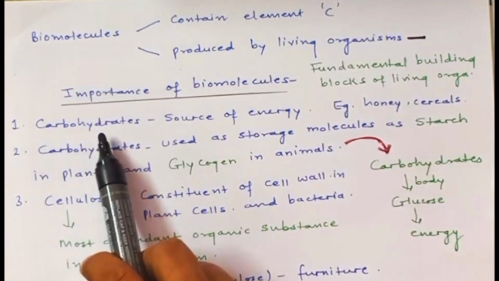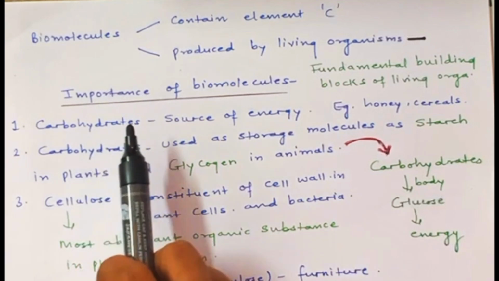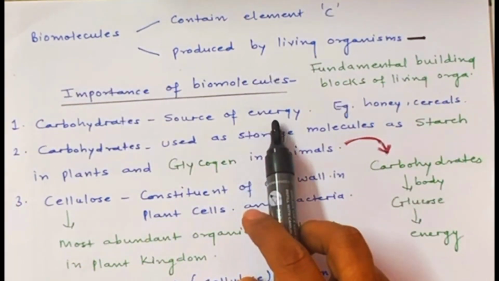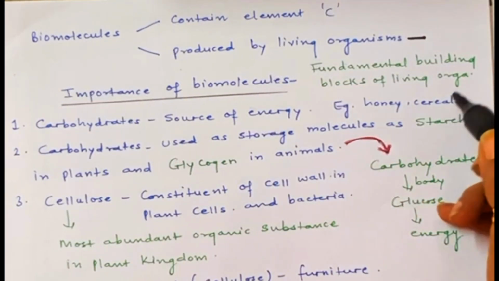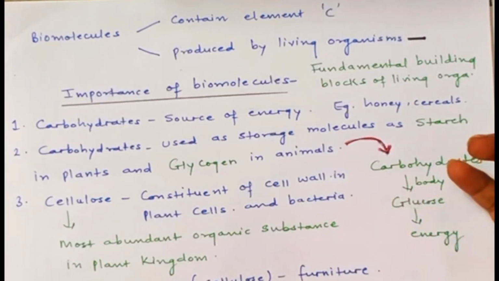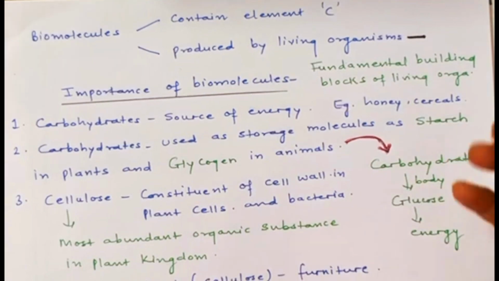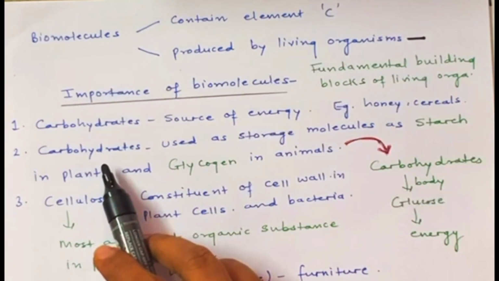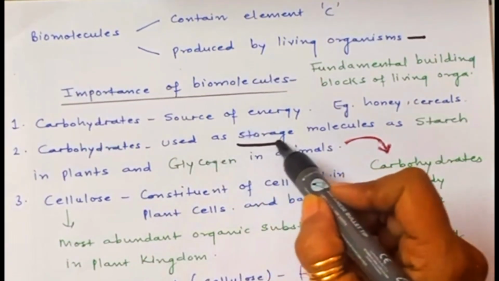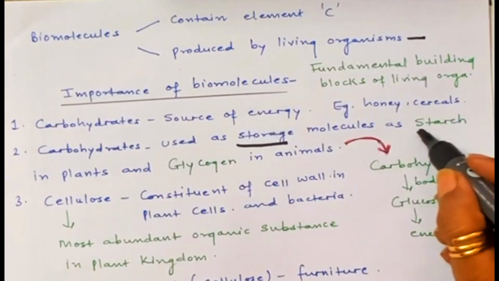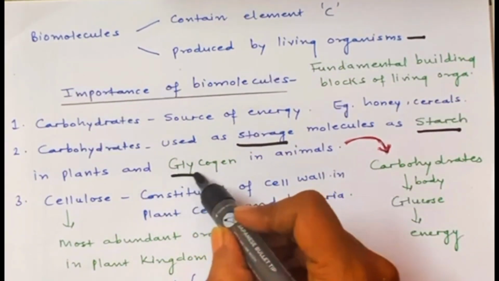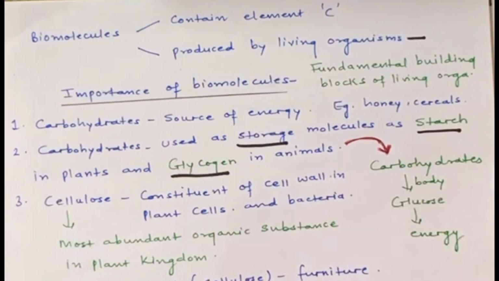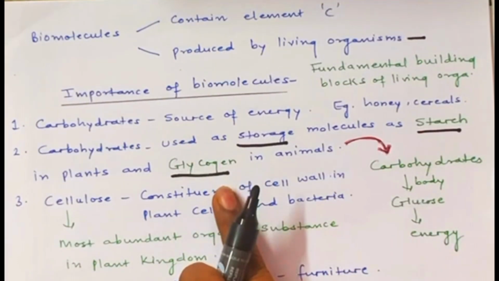Let us begin with carbohydrates. Carbohydrates are actually the source of energy for all of us. For example, we have the common examples as honey, cereals like rice, wheat, and other bajra, etc. Carbohydrates are also used as storage molecules. For example, starch. So starch will be considered as a storage carbohydrate in plants, and the storage carbohydrate in animals is glycogen. Glycogen is also known as animal starch.